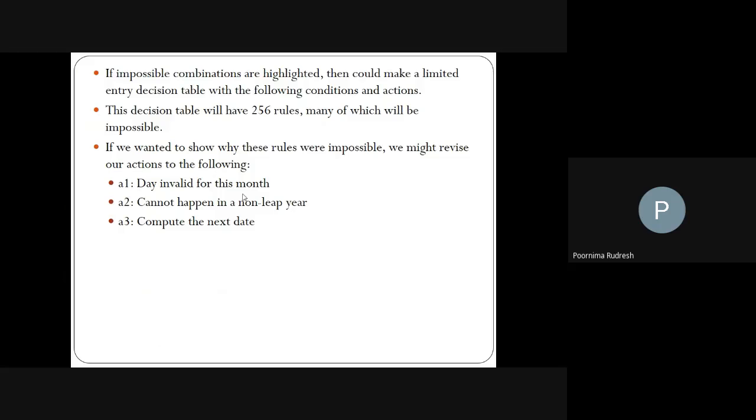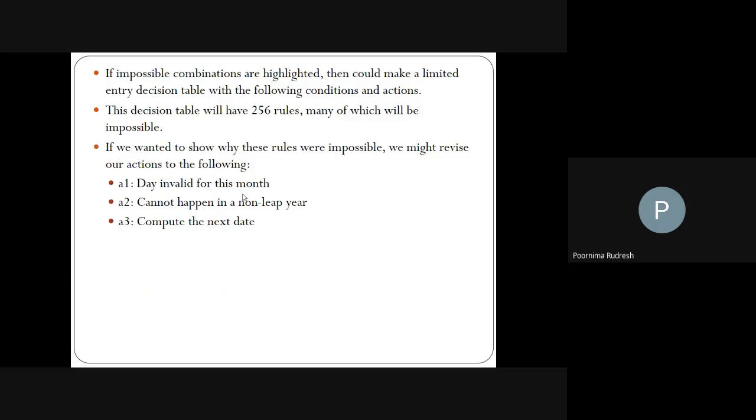Why? Because the month of February consists of either 28 or 29 days. Understood? So we are considering that an impossible case. And the next one is "cannot happen in a non-leap year." Suppose we consider the year 1993, which is not a leap year. Then how many days will be there in the month of February? In February, only 28 days are there.